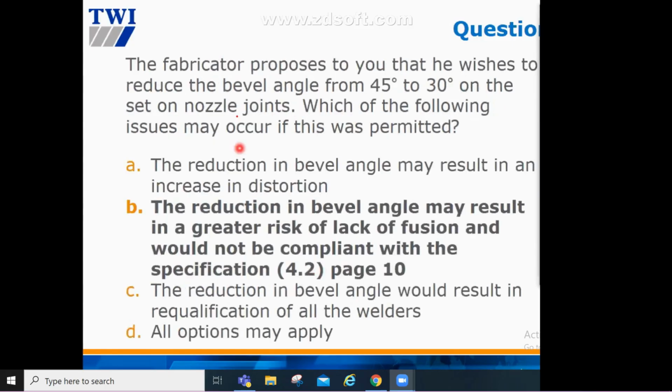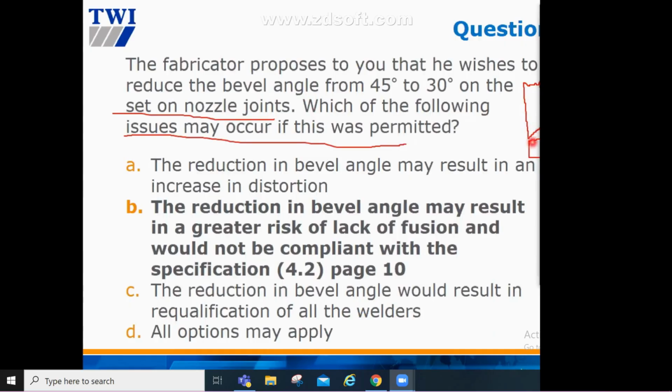Number 5, fabricator proposed to you that he wished to reduce bevel angle from 45 to 30 on the set on nozzle. Which of the following issue may occur if it was permitted? So remember the problems here, the set on nozzle. All right, we have bevel in nozzle. All right, we have shell. Okay, then we have nozzle. So what happened if we reducing this?